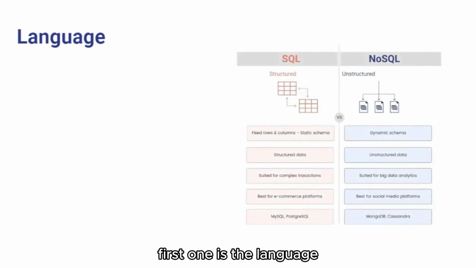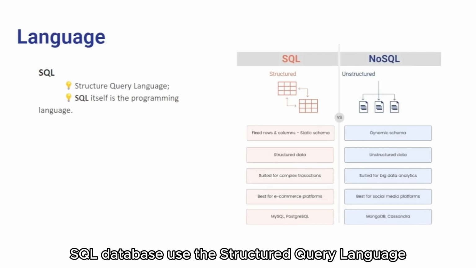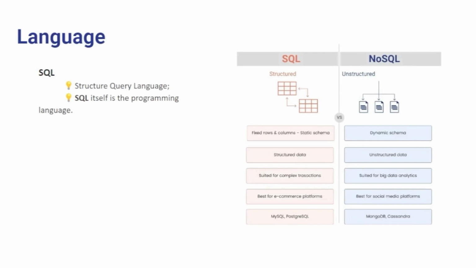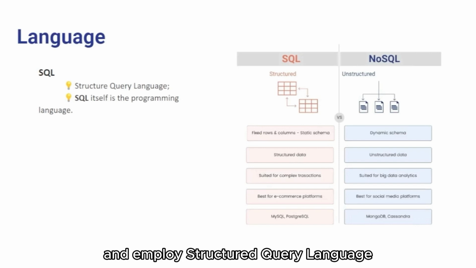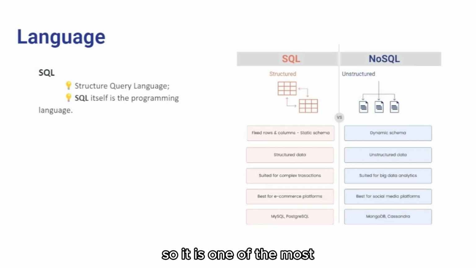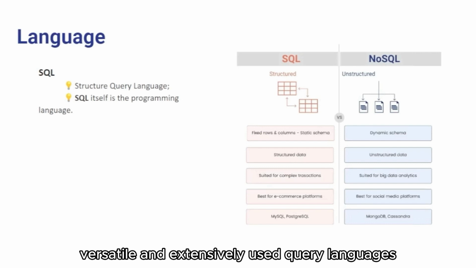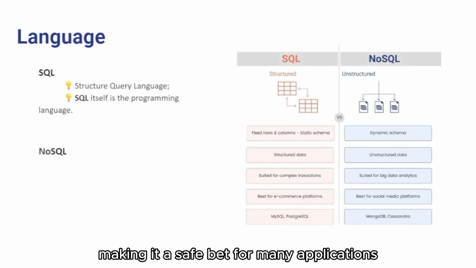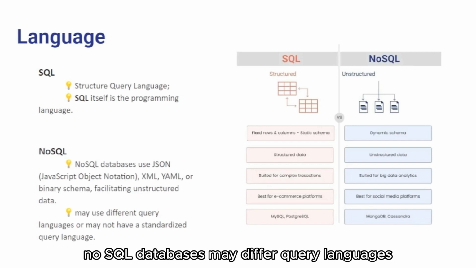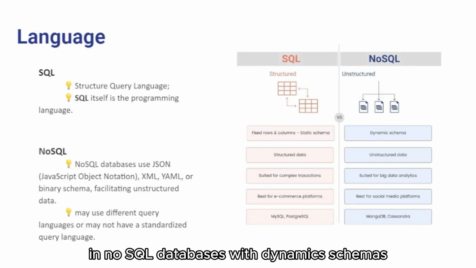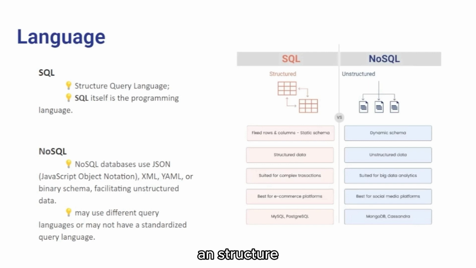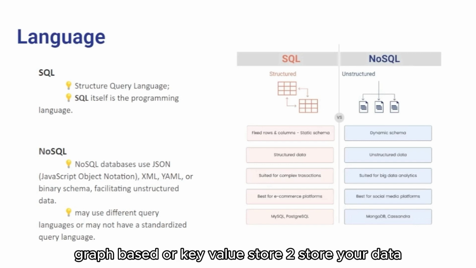First one is the language. SQL databases use the structured query language for querying and manipulating data. SQL databases contain a predefined schema for defining and manipulating data and employ structured query language. So it is one of the most versatile and extensively used query languages, making it a safe bet for many applications. On the other hand, NoSQL databases may differ in query languages or may not have a standard query language. In NoSQL databases with dynamic schemas, unstructured data is stored in several ways. You can use a column-oriented, document-oriented, graph-based, or key-value store to store your data.